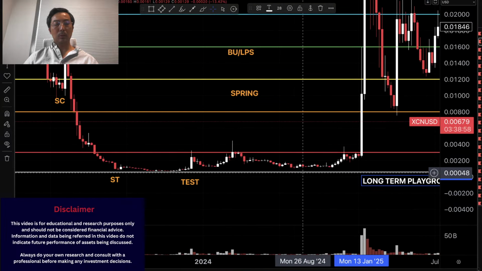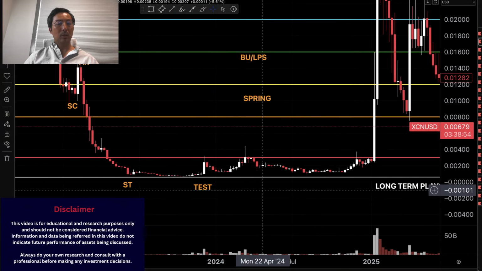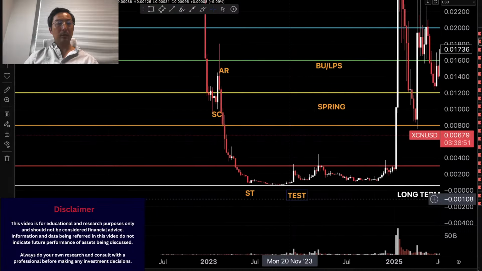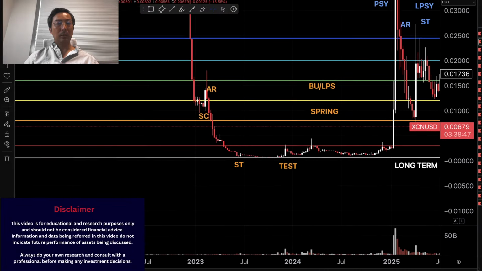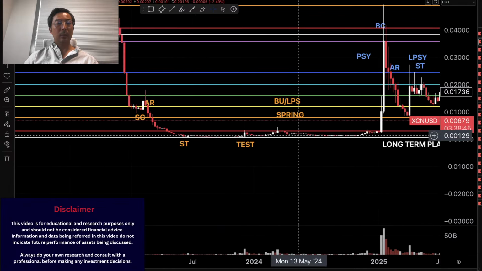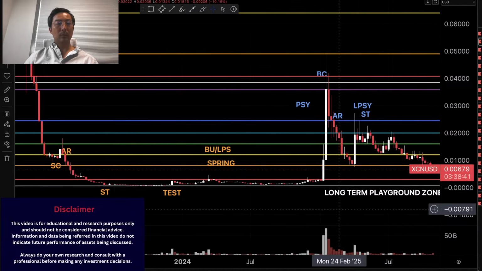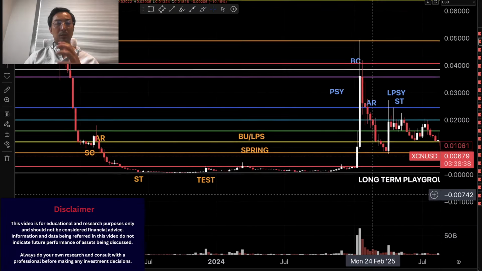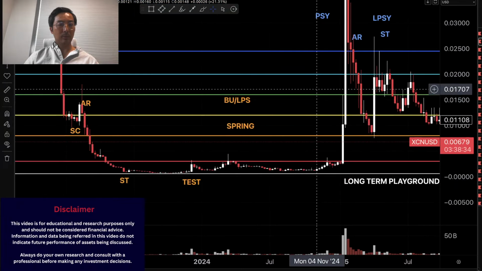The white box, this white edge, is the bottom of the long-term playground zone. That's an area that tracks a very long time, and 70–80% of the time the coin was trading within this price zone. But Onyx is still pretty young, so we may have to adjust in future.